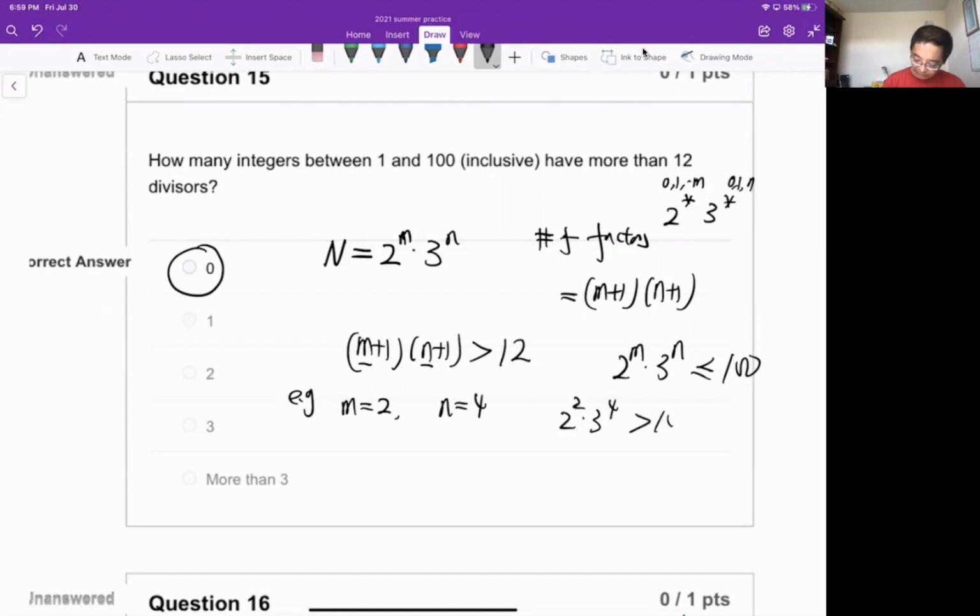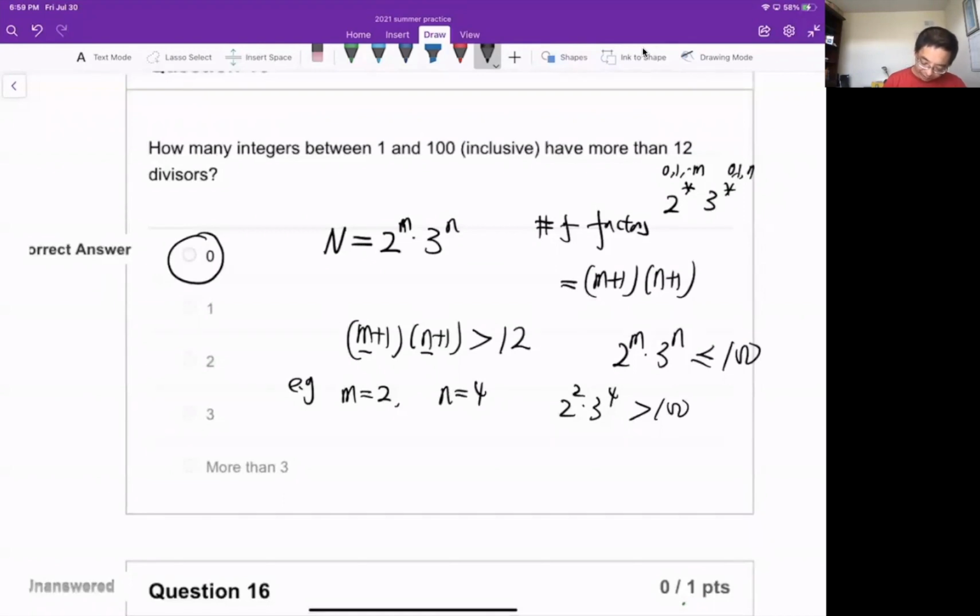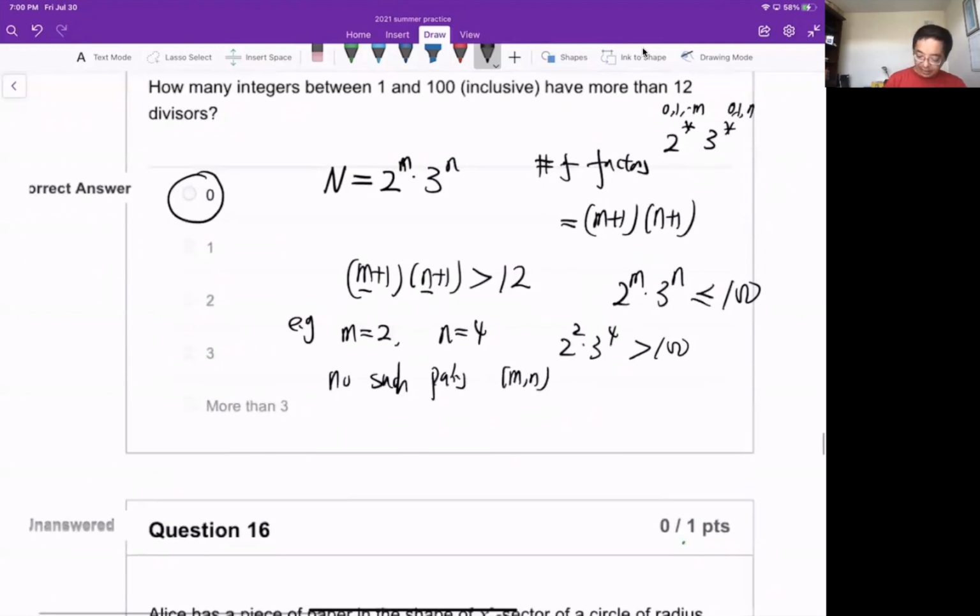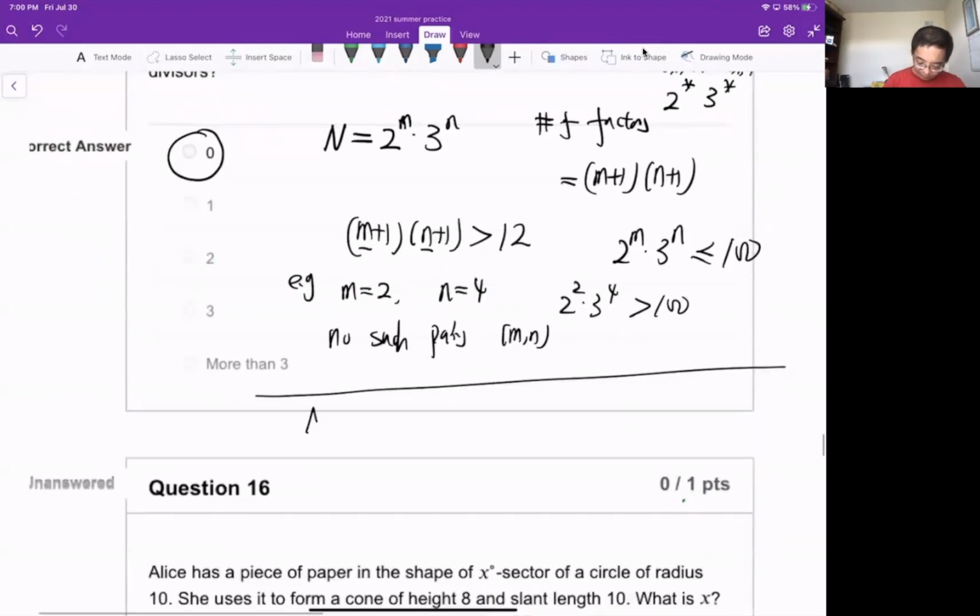Okay, so this is already bigger than 100, right? So the answer is no such pairs m and n. And then you might be asking, why does it have to be the factors 2 and 3? It can also have, like, 5. Yeah, so if you do things like 2 to the m, 3 to the n, and times the 5. But the power of 5, in order to not go beyond 100, is either 1 or 2, right? So it's like this or like this, like 5 squared.